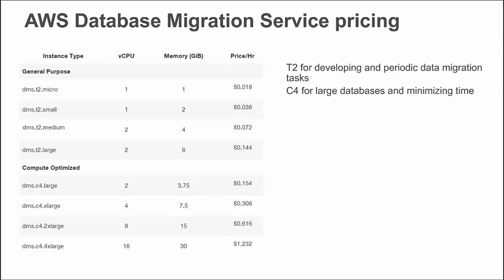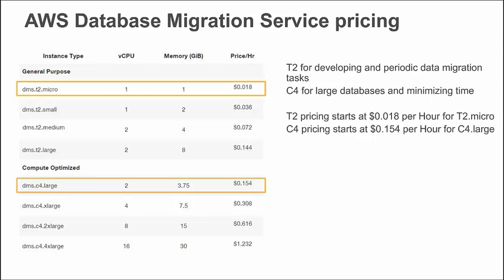The C4 instance family is optimized for high performance, high productivity migration tasks. If you have a large database or if you would like to minimize the time required for data migrations, please use the C4 instance family. Pricing for the T2 micro instance class starts at less than 2 cents an hour, and pricing for a C4 large, the smallest C4 that we have, starts at about 15 cents an hour.